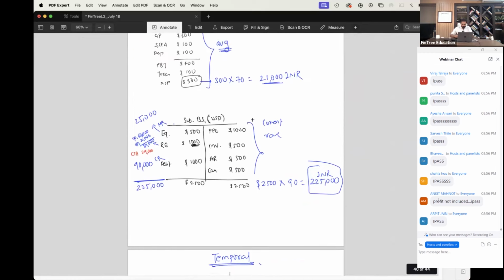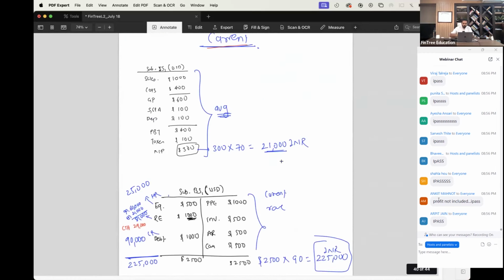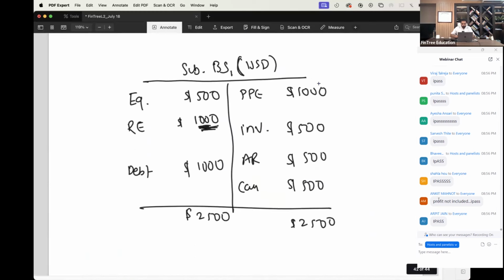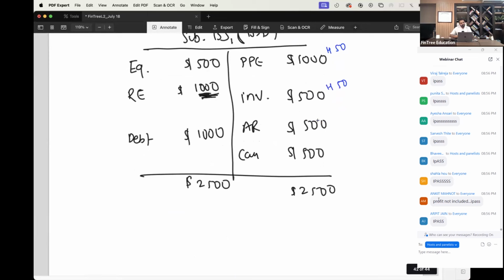Now let's do temporal balance sheet here. And by the way, do I know what this number is right now? I don't, right? For that, we need to go to balance sheet. So let's go to balance sheet now. So here we go. PP, what rate? Historical, that's 50. Inventory, historical, 50. AR. AR is what type of asset? Monetary asset. So we use current rate, which is 90. Cash, current rate, which is 90. Debt, current rate, because monetary asset at 90. Retained earnings, opening plus this equity, historical rate, which is 50.